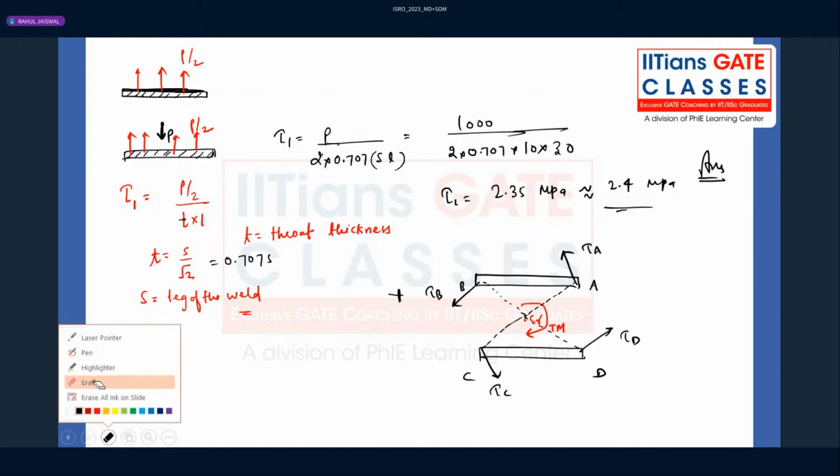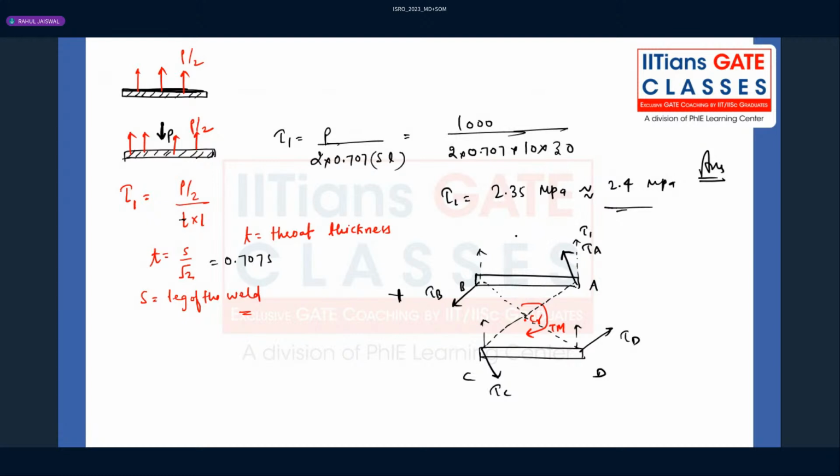Right, and here because of this, whatever the P is acting like this, whatever the primary force which will be acting here, it was like this. You can see here, right? That was acting primary force. The primary force, because of that, this is nothing but tau 1. That is what we got here, tau 1 value. Or you can say all are subjected to tau 1 only.